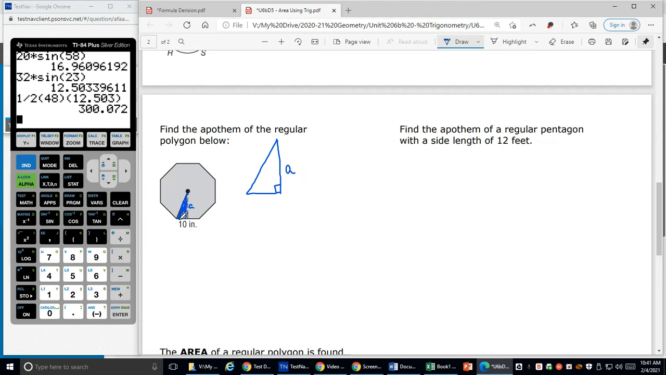I'm just kind of making it a little bit bigger so I can see it a little easier. Okay, I know if this whole side down here is 10, when I draw on the apothem, it's going to put 5 on one side and 5 on the other side. So this length here is going to be 5. Since I have one of my sides and I have one that I'm trying to find, if I can figure out one of these two angles, I can use trig.